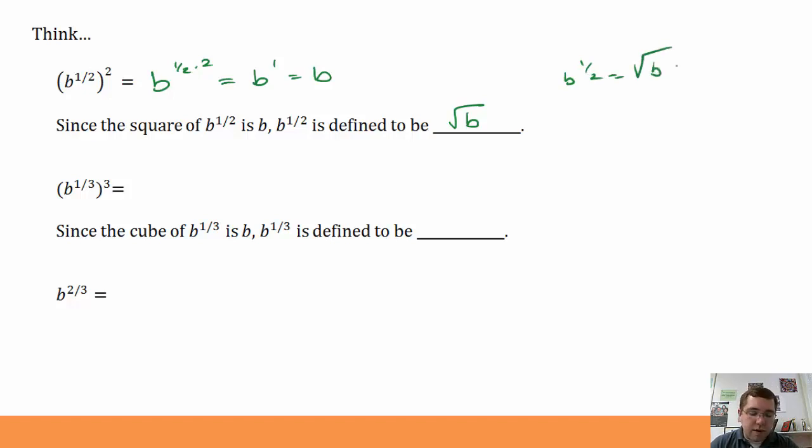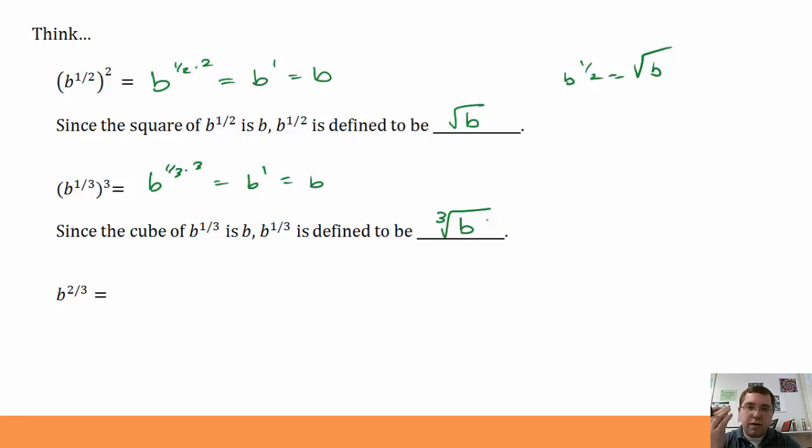Interesting. How about b to the 1/3? Well, b to the 1/3 cubed, by the laws of exponents, I multiply those powers, and I get b to the first, which is b. So since the cube of b to the 1/3 is b, b to the 1/3 must be, and we define it to be, the cube root of b. Because when I cube it, I get b. Therefore, it is the cube root of b.